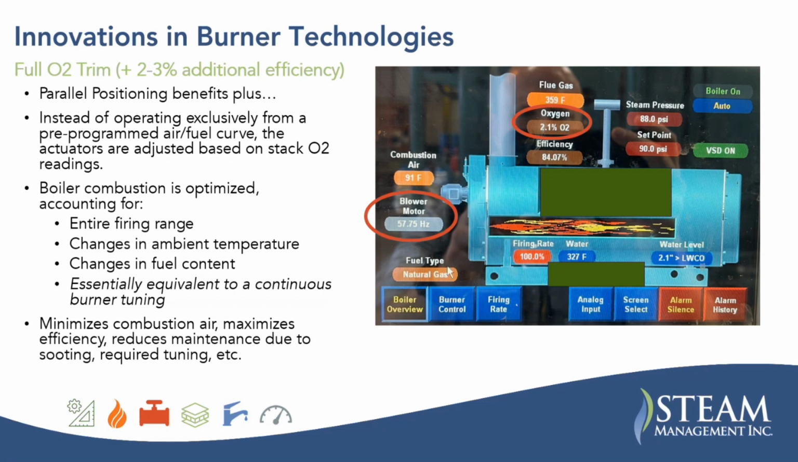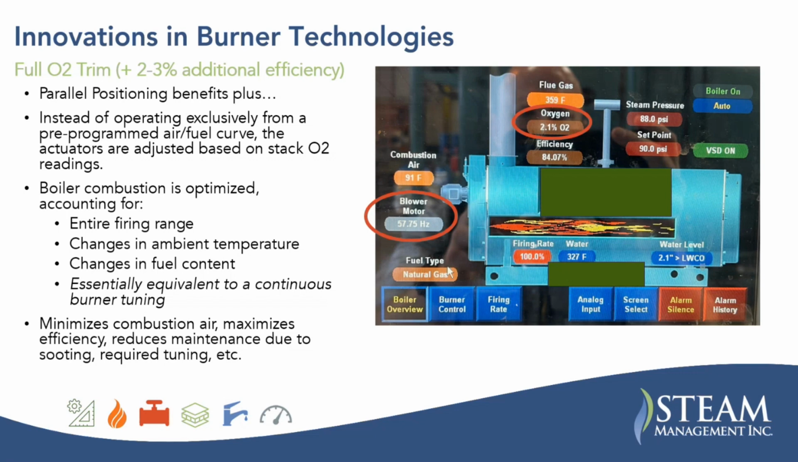The next level of technology is the full O2 trim. So here we're talking about getting all the parallel positioning benefits, but instead of operating exclusively from the pre-programmed curve, your actuators are going to be adjusted based on an O2 analyzer that's installed in the stack and the reading of that. So if you see on this control screen here, they're operating at 2.1% O2. So that's really well tuned. Anything below 3 is pretty good.